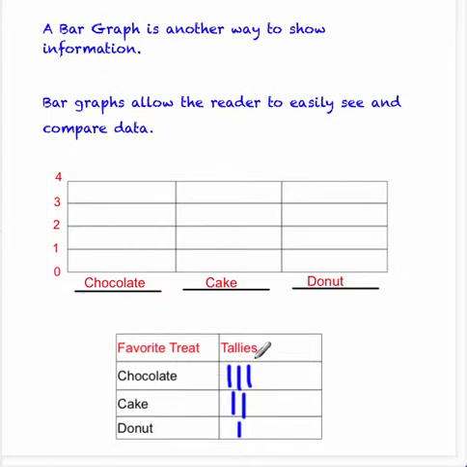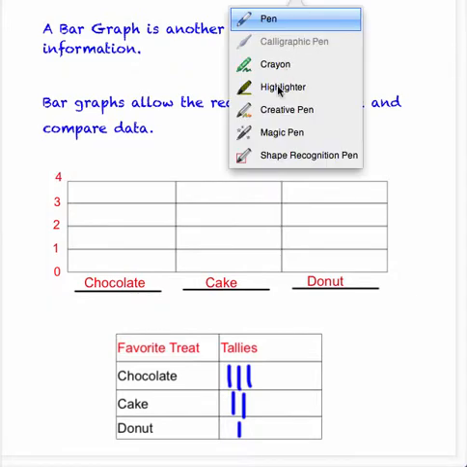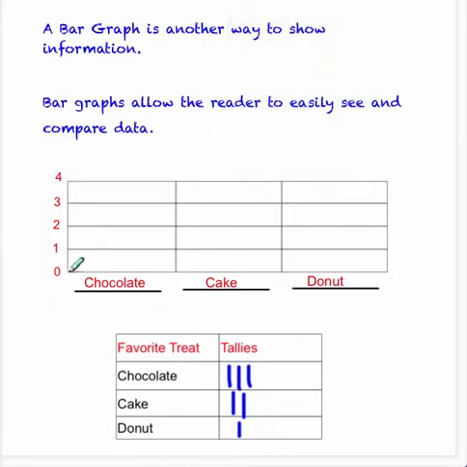Looking at this tally chart again, we can see that we had 3 chocolates. So what I need to do is draw a bar that is 3 spaces tall. 1, 2, and 3. 1 space for each of those tallies that was shown on the chart. This is my bar for chocolate.